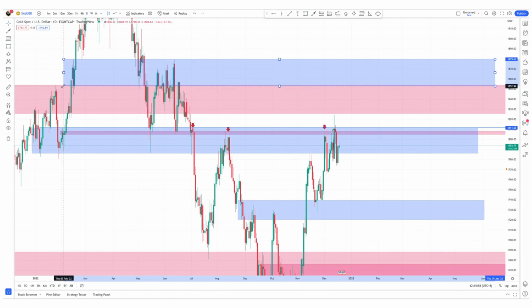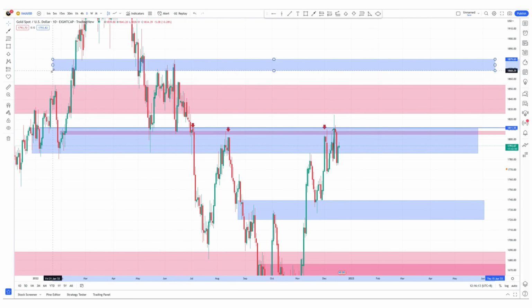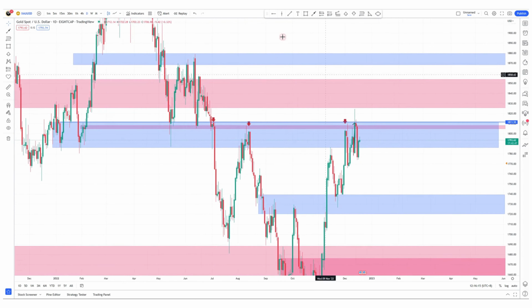So where I'm going to be marking this is, let me see, this is the first field, this is the first cell, this is the pullback into the zone, and then we have this level. So this is going to be my level of the daily time frame. So unless price closes and creates a new selling setup around this zone, I would be waiting for price here.